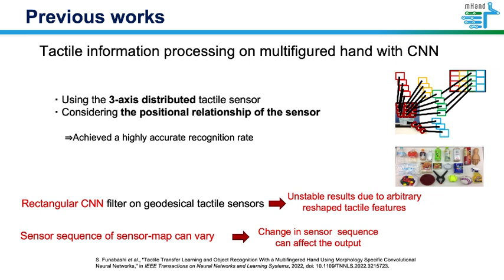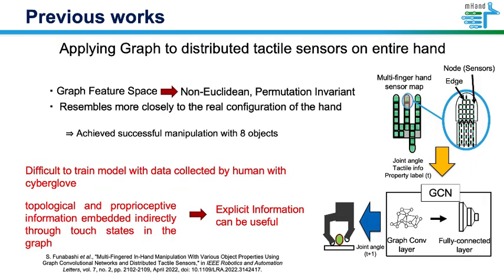We achieved object recognition with convolutional neural networks and tactile sensors. However, processing arbitrarily shaped tactile features with rectangular convolutional filters can be unstable. Furthermore, convolutional neural networks are not permutation invariant, so the sequence of tactile data can change the output of the network. Graph neural networks are permutation invariant and really good at extracting morphological features, so we got good manipulation results with 8 objects. However, training the models was still difficult because of the diversity mentioned above.